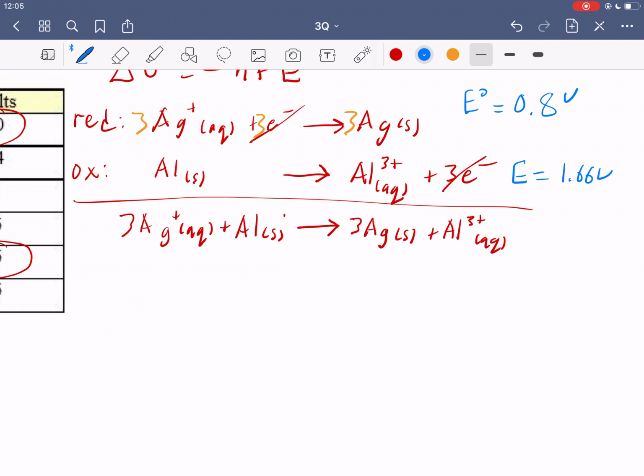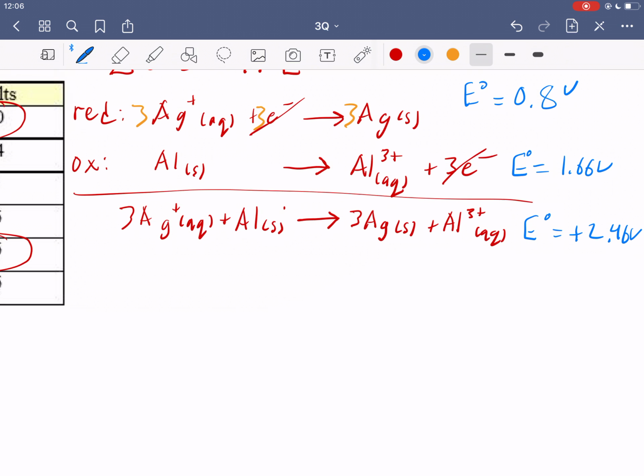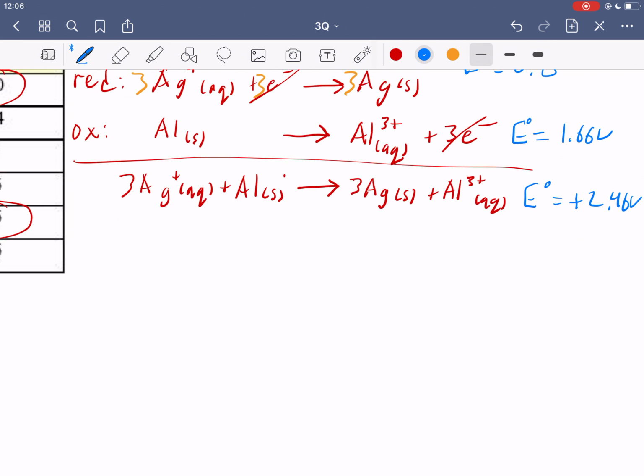And then my E naught total is positive 2.46 volts. Okay. I don't think we even needed the E naught, but there it is, just in case. At least you can see that it's positive, so that's why you know that, okay, I did everything right because it's a spontaneous reaction.